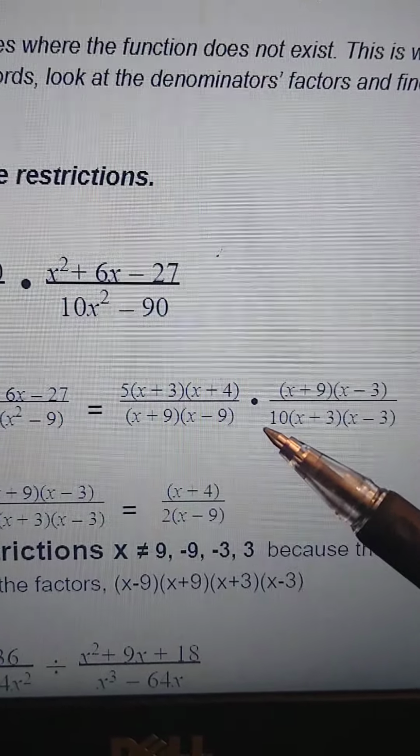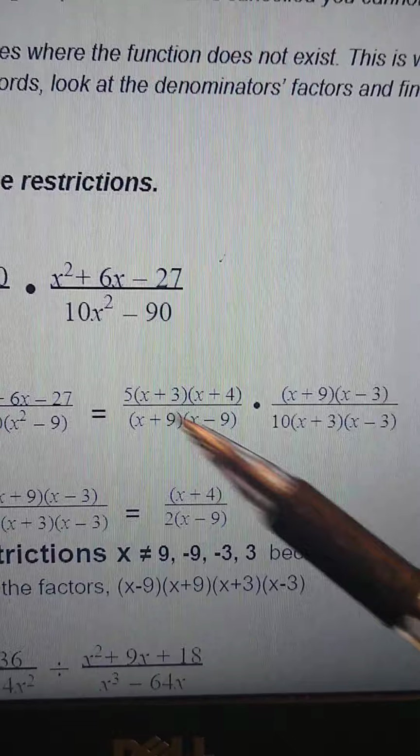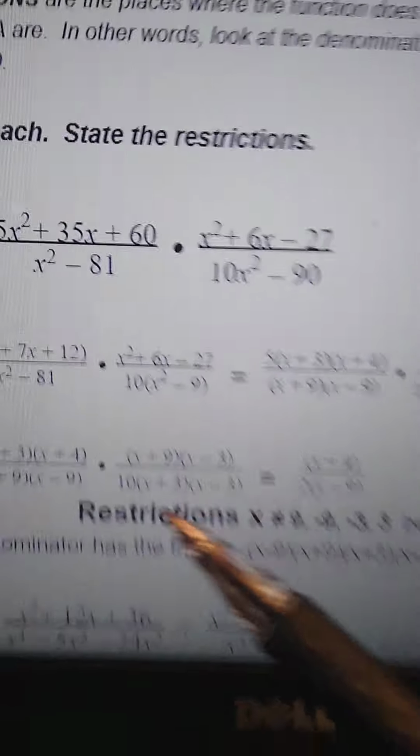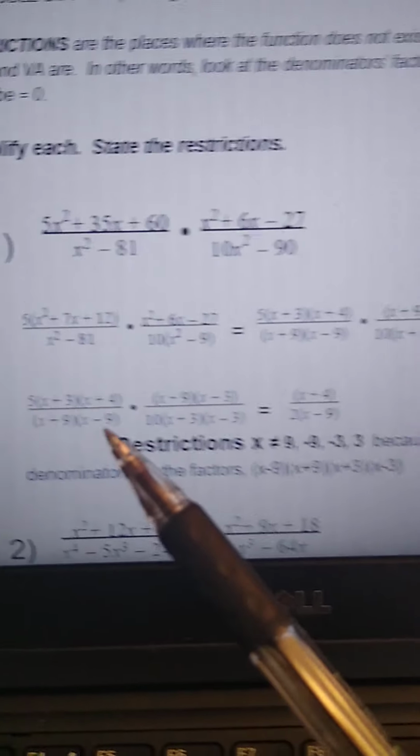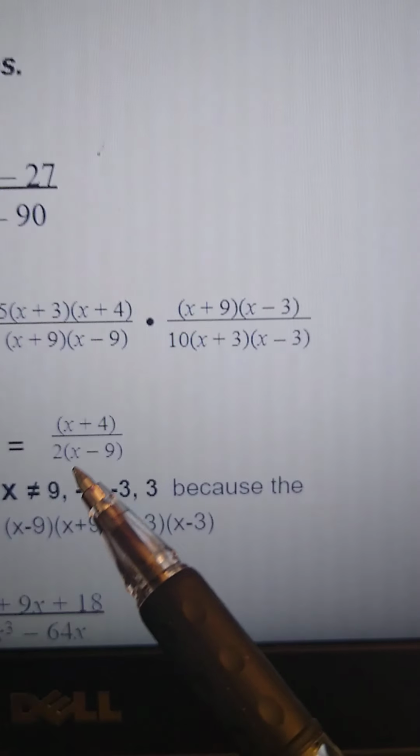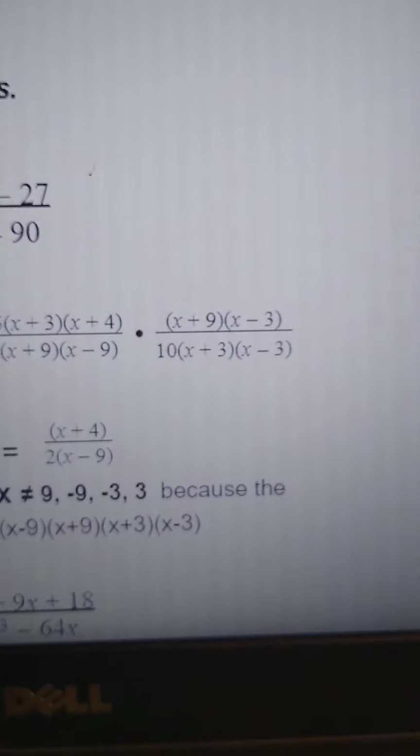Now I also have this 5 and this 10. Just like any fraction, that would be 5 divided by 10. That would reduce to 1 over 2, or 1/2. So these factors would all cancel out and produce x plus 4 over 2 times x minus 9.